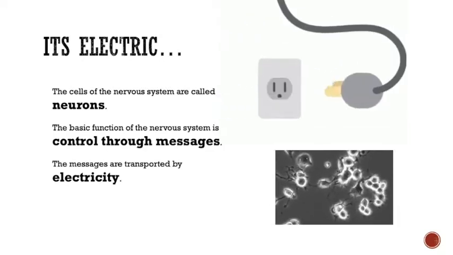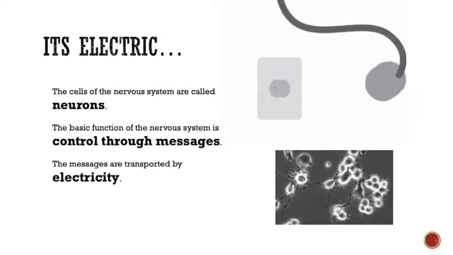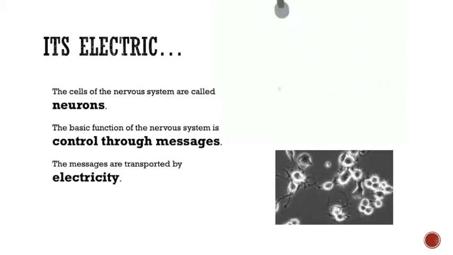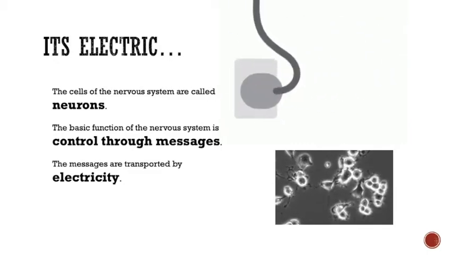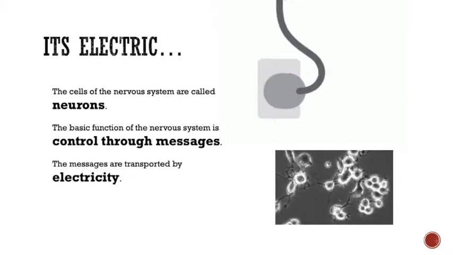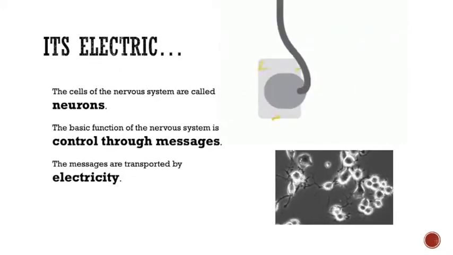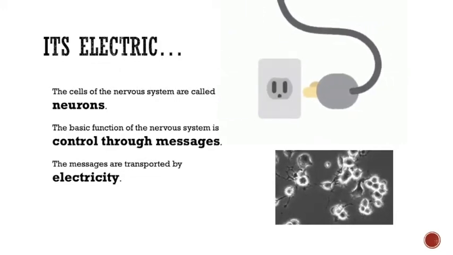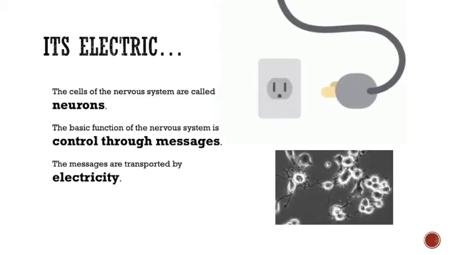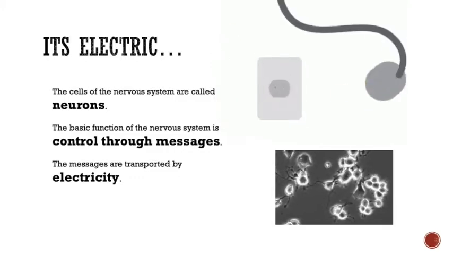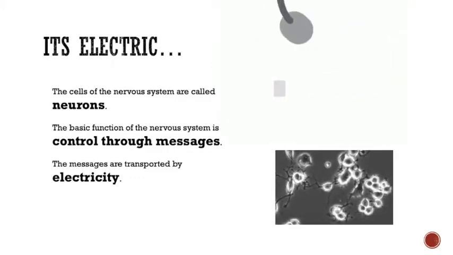The cells of the nervous system, these very special cells, are called neurons. And the basic function of the nervous system, which is composed of these neurons, is control of every other part of our body through messages. And just like we mentioned before, the messages are transported by electricity.